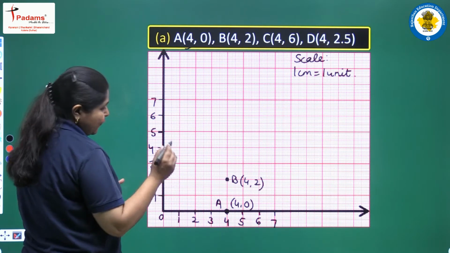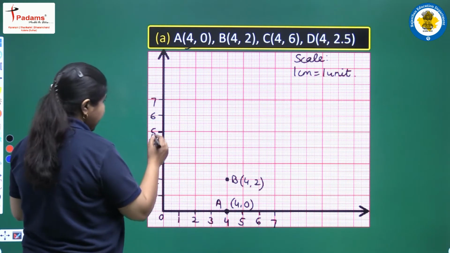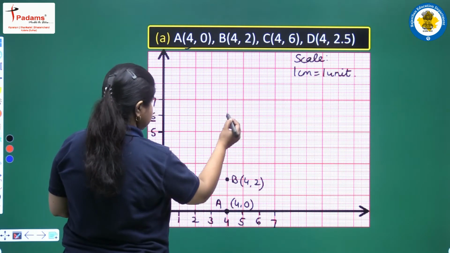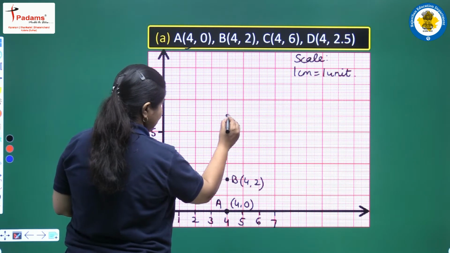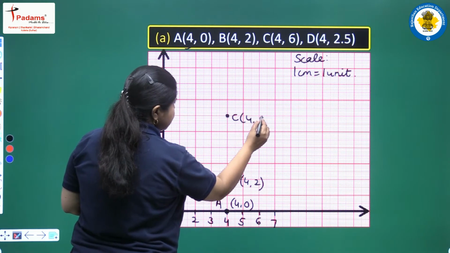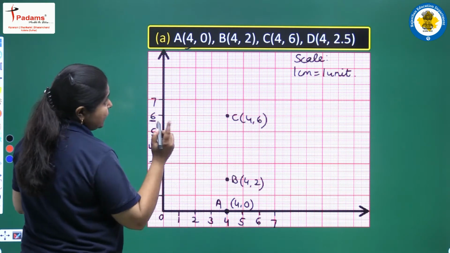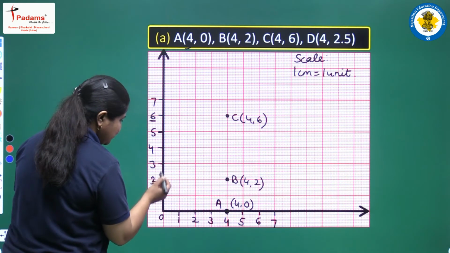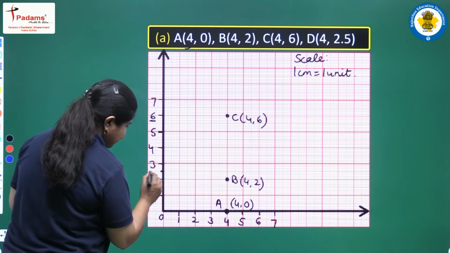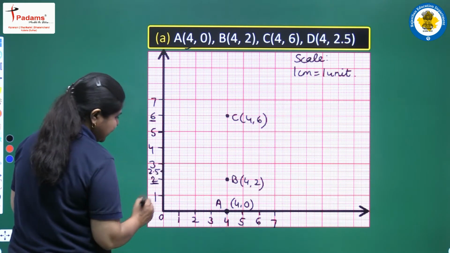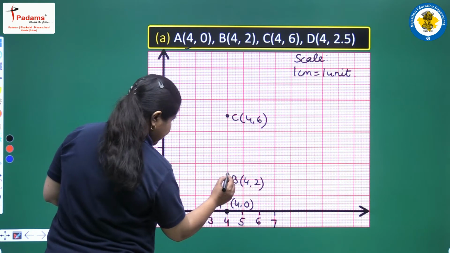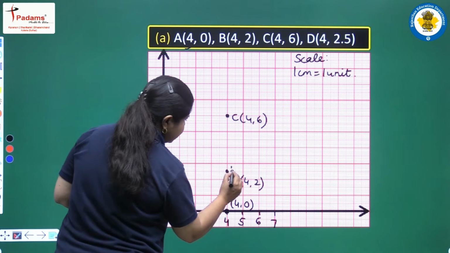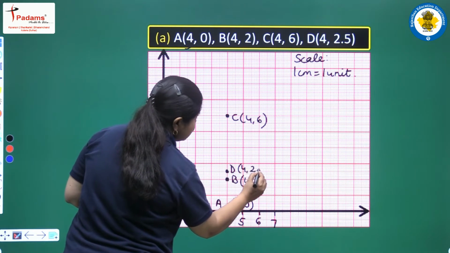Then we have C, 4, 6. Again 4 on x axis and 6 on y axis. So the point will lie here. In this line, this will be the point C, 4, 6. Then we have D, 4, 2.5. Here we have 4 on x axis and 2.5 will lie between 2 and 3. तो ये यहाँ पर आपको 2.5 मिलेगा exactly between 2 and 3, and related to this we get the point here. Exactly here, and it is D with coordinates 4, 2.5.